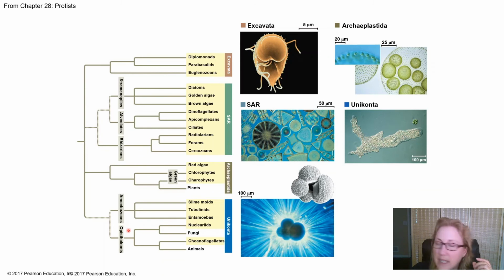The opisthokonts, which is a subgroup of the eukaryotes, we're in the same subgroup with the fungi. But we'll talk about the Archaeplastida first, because we're going to plants first, and then in Module 2, we'll talk about animals.